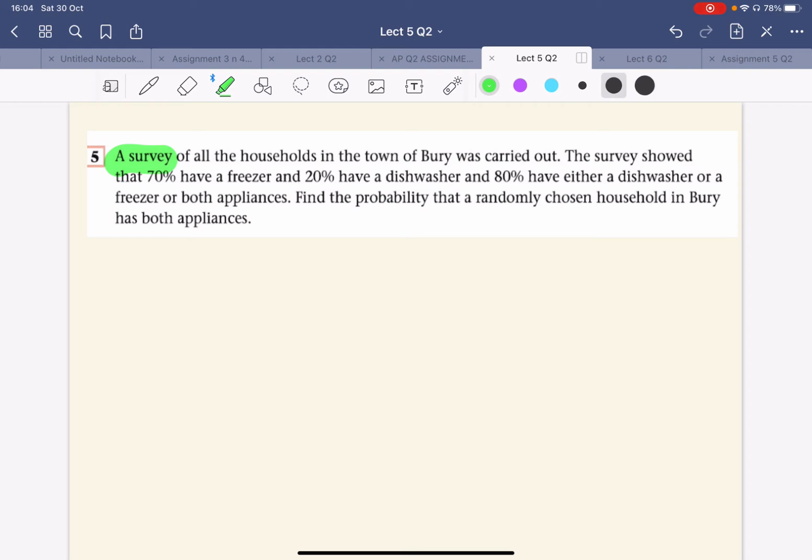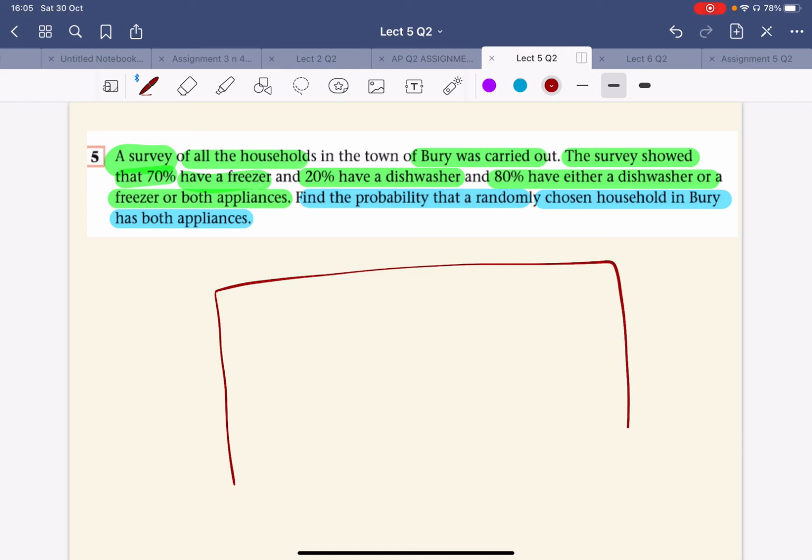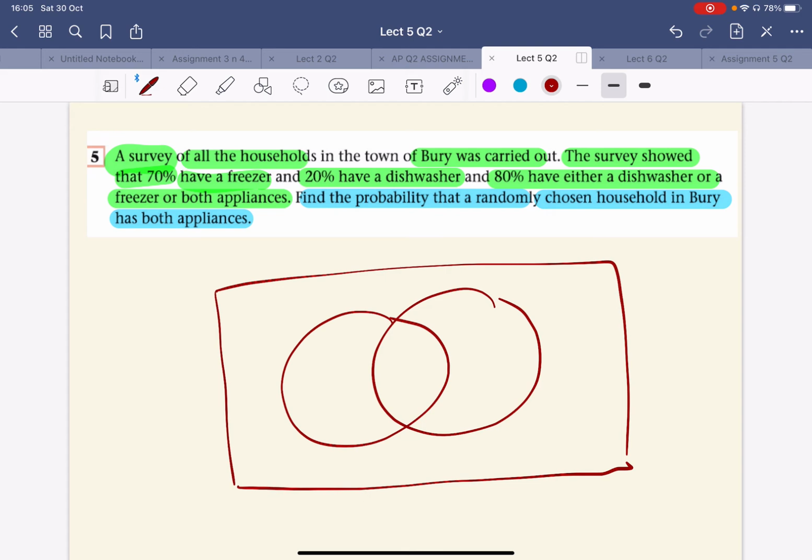A survey of all households in the town of Berry was carried out. The survey showed that 70% have a freezer, 20% have a dishwasher, and 80% have either a dishwasher or a freezer or both appliances. Find the probability that a randomly chosen household has both appliances. All right, let's see here. Let's draw this out. Again, I am drawing a Venn diagram. Since you have two, a freezer and a dishwasher, I'm just going to draw two. I'll just call this F and this D.